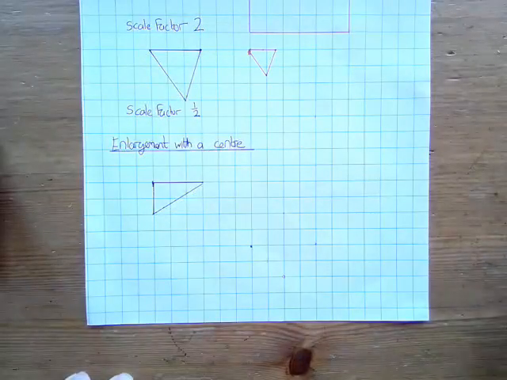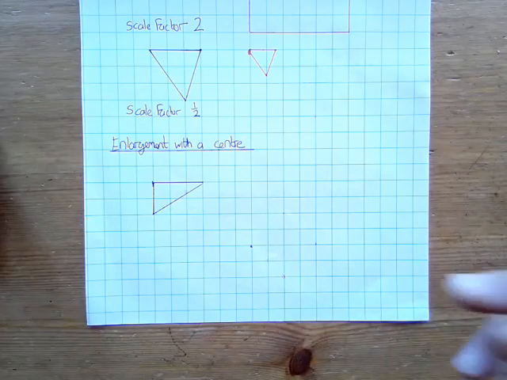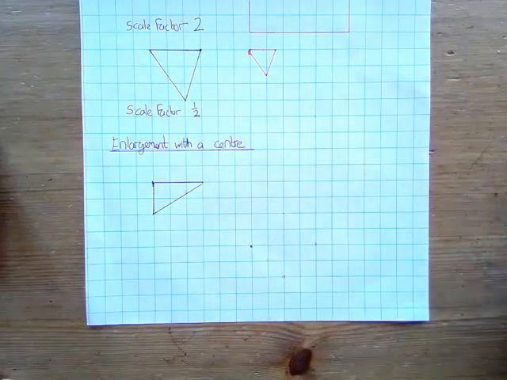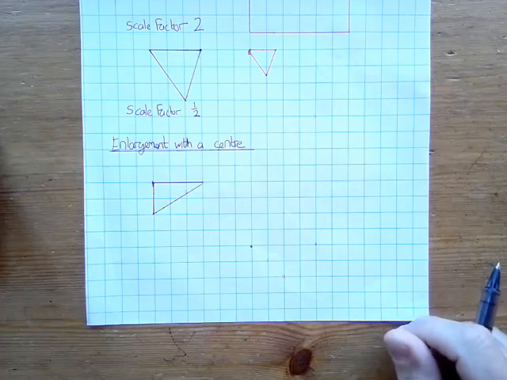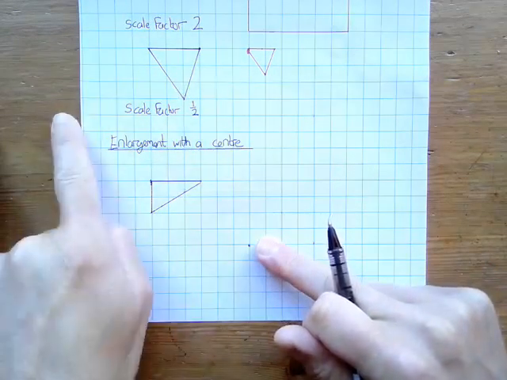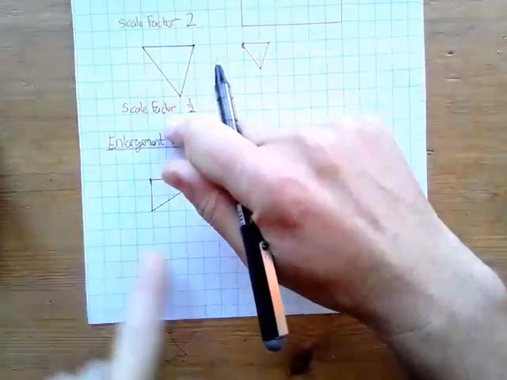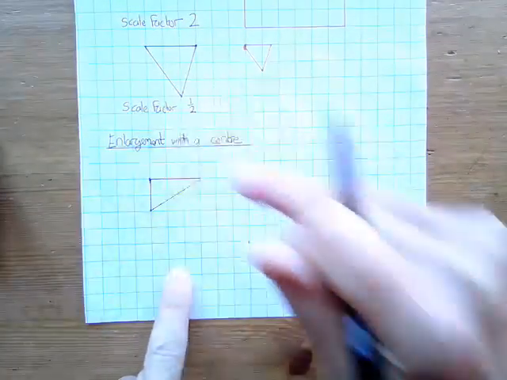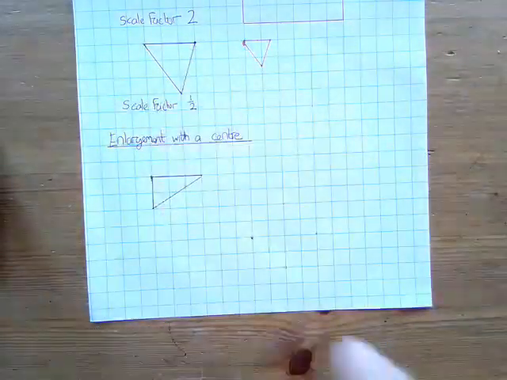Otherwise, you might find this gets in a bit of a mess. So what I need now is a centre of enlargement. It could be anywhere on the page, but where I put it will determine where the enlargement ends up. As a general rule of thumb, if I put it over here, the enlargement's going to be over here. If I put it here, the enlargement's going to be here. If I put it here, the enlargement's going to be here. So it's kind of the opposite side from where you put the centre as to where the enlargement will go.